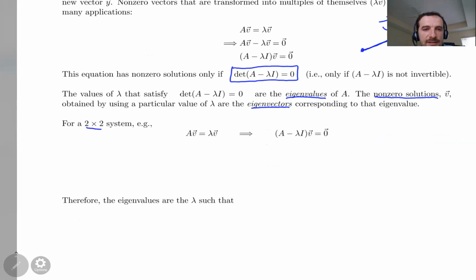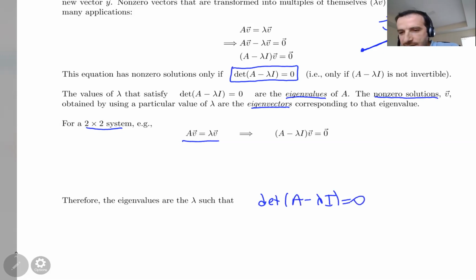For a 2x2 system, Av equals lambda v if and only if (A minus lambda I) times v is equal to 0. In such a case, eigenvalues are the lambda values such that the determinant of A minus lambda I is equal to 0. So we should obtain these lambda values to get the eigenvalues. It's just a matter of calculating a determinant. All right.